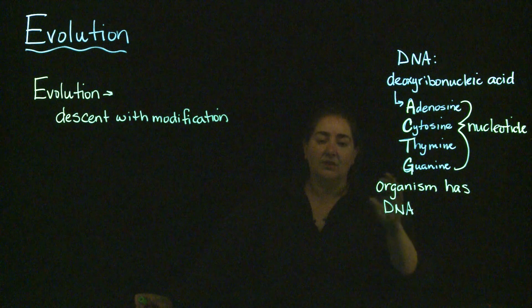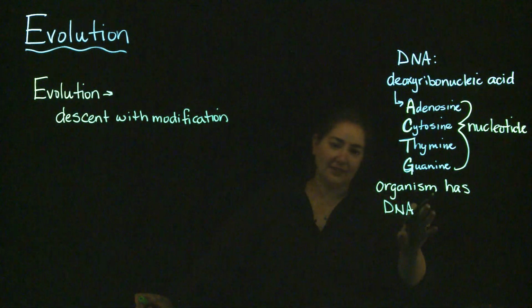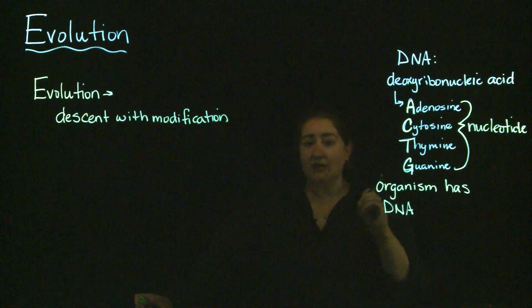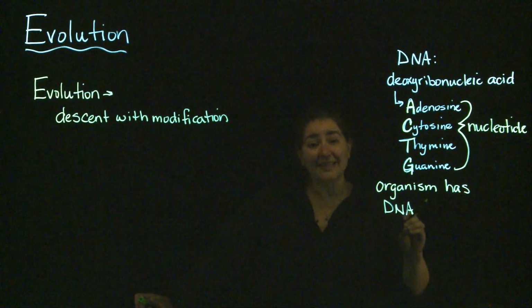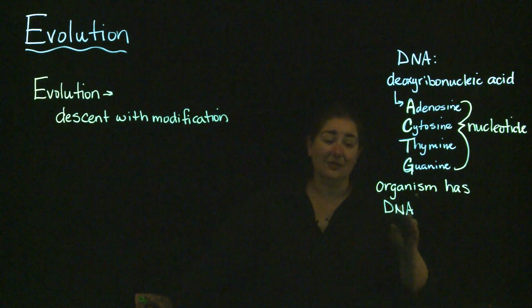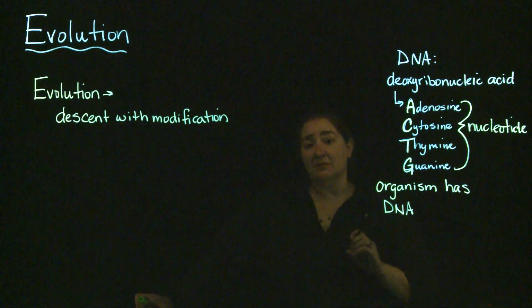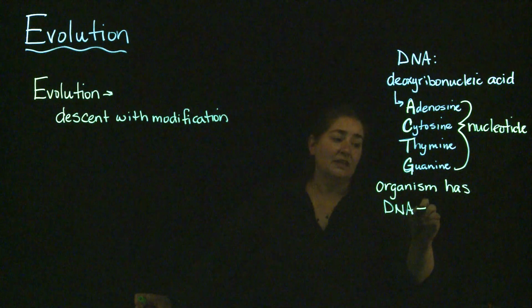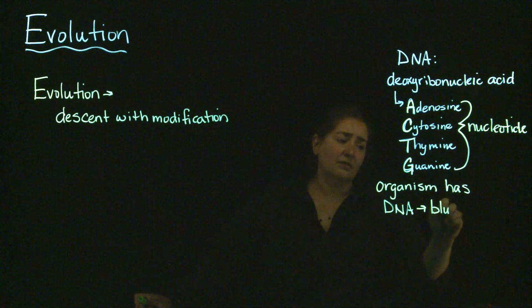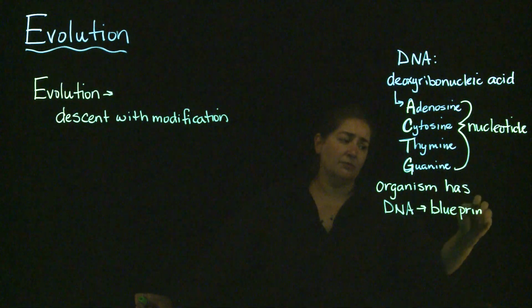They have DNA. You as a human being are made up of DNA. The tomato that you had on your salad is made up of DNA. The rest of the vegetables within your salad are made up of DNA, okay? Any living organism is going to have DNA that makes up its components, okay? That DNA is really our blueprint for life.